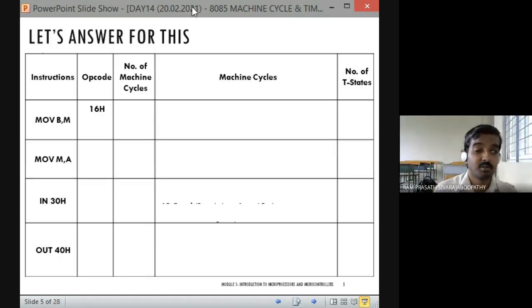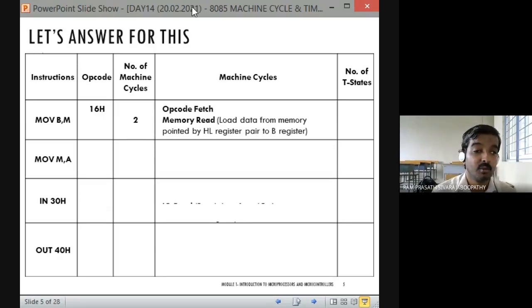So from the memory pointed by HL register pair, it has to take the data and keep it in B register. Correct? From where it has to read the data? From memory. Fine. So to fetch the opcode, 1 machine cycle. To read the data from the memory pointed by HL, it takes 1 machine cycle. In total, it takes 2 machine cycles: opcode fetch, memory read. So load the data from memory pointed by HL register pair to B register. What about the number of T states? Yes, very good. 7 T states.